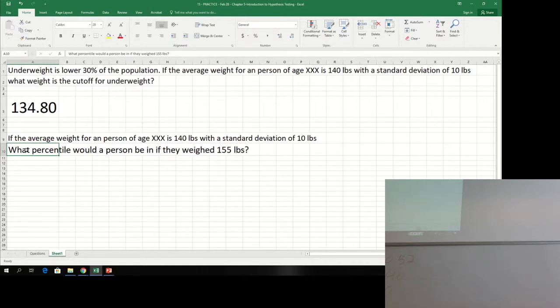So we have the same population distribution here, but now we're asking for a different section of it. Once again, this doesn't have to be to scale, doesn't have to be a nice looking bell curve. It just needs to function. So what percentile would a person be in if they weighed 155 pounds? So that's 140. 155 is going to be on this side. We don't really need to know where it is. We'll just say there it is right there.